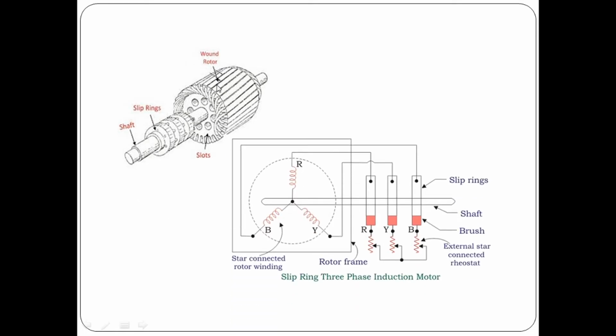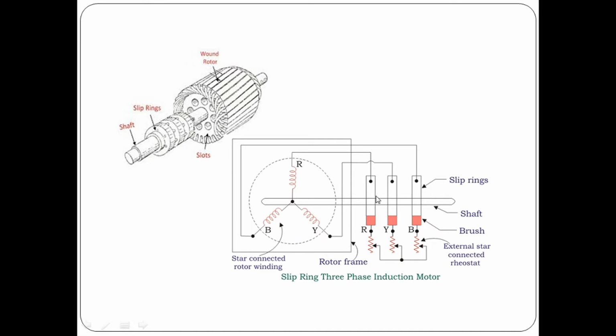So you can see the wound rotor here. These are the slots where the conductors are placed, these are the slip rings which are mounted on the rotor, and this is the shaft. The rotor windings are star connected. You can see the star connected rotor winding R, Y, B, and this is the rotor frame.